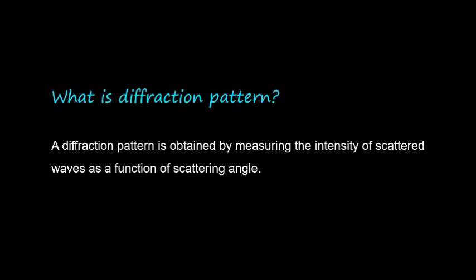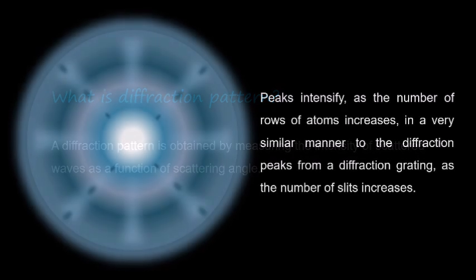A diffraction pattern is obtained by measuring the intensity of the scattered waves as a function of scattering angle. Peaks intensify as the number of rows increases, in a very similar manner to the diffraction peaks from a diffraction grating as the number of slits increases.